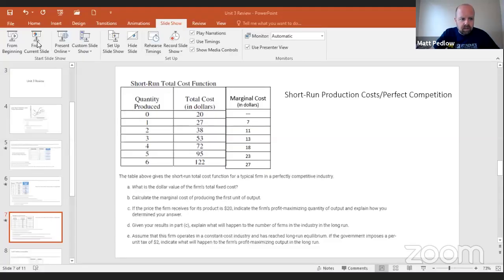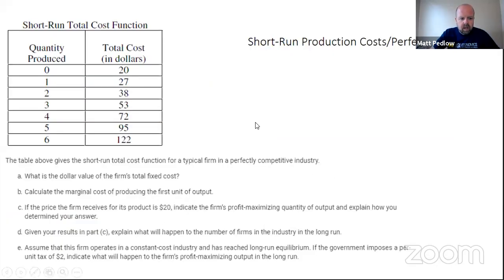Let me make sure you guys are on this page. I just want to make sure, because if not, there we go. That probably looks better for you guys. All right, there we go. So the table above gives you the short run cost function. What is the dollar value of the firm's total fixed cost? So as I was saying, sorry about that.